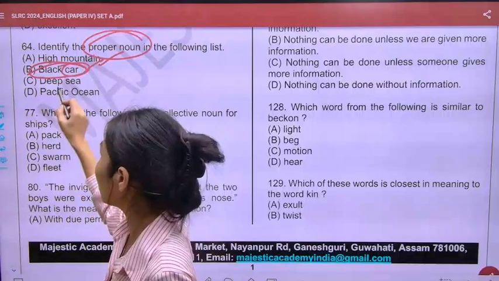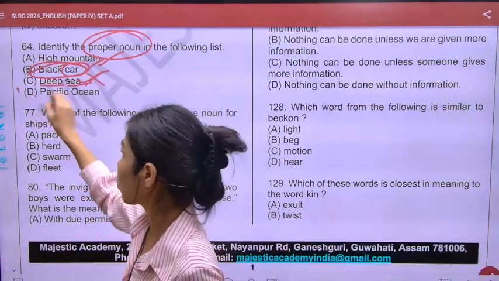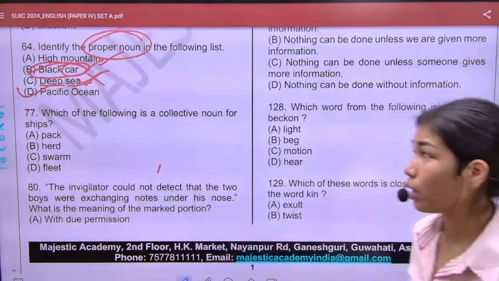It's a common noun. Again, deep sea is not a proper noun. So we have an answer called Pacific Ocean, which is properly a proper noun.